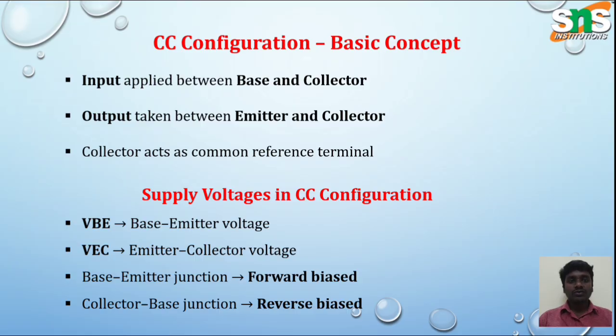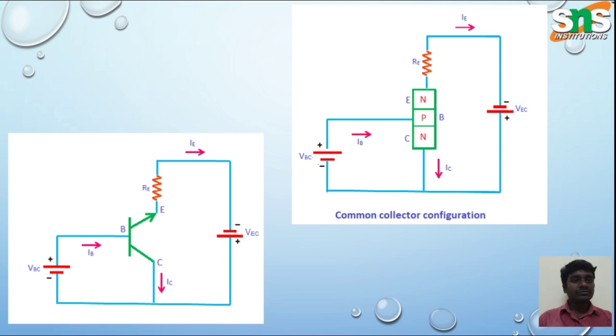The voltages supplied in the common collector configuration are VBE, the base emitter voltage, and VEC, the emitter collector voltage. So there are two power supplies we are utilizing. The base emitter junction is working in the forward biased condition. The collector base CB junction is working in the reverse biased condition.